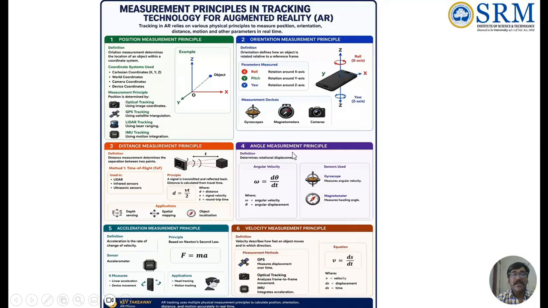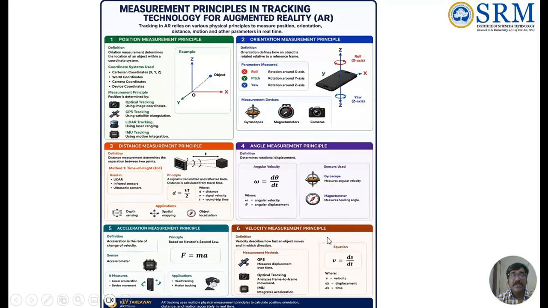In the case of angle measurement, the principle behind that is omega equals d theta by t, measured with the help of a gyroscope and magnetometer. And acceleration is measured with the help of an accelerometer, in which the rate of change of velocity is identified, and the basic principle is Newton's second law of motion. The sensor used here is the accelerometer. It measures the linear acceleration and device movement. Application is mainly in jet tracking and motion tracking.